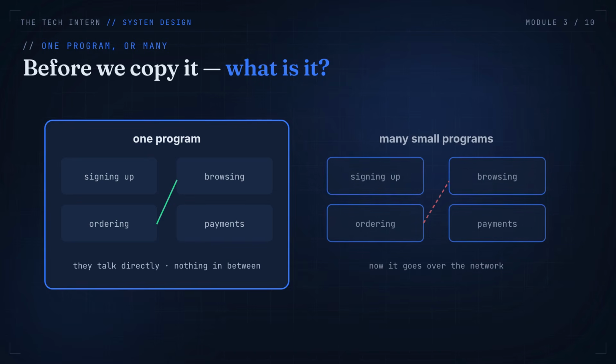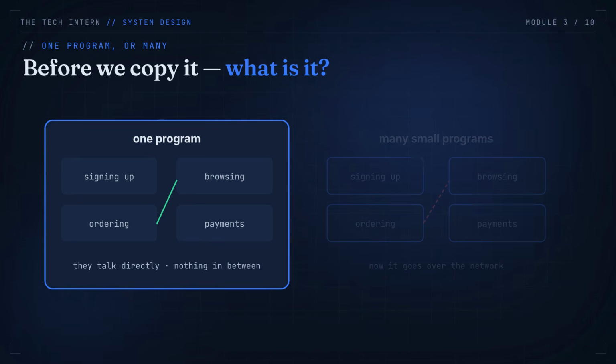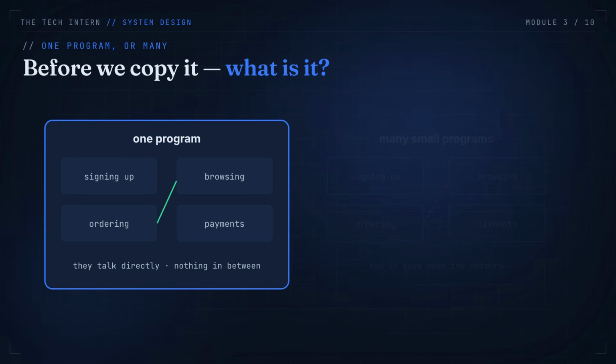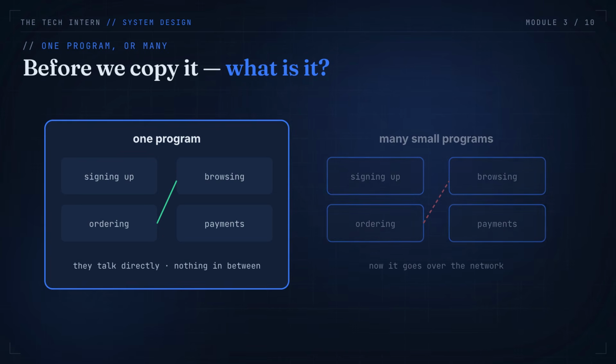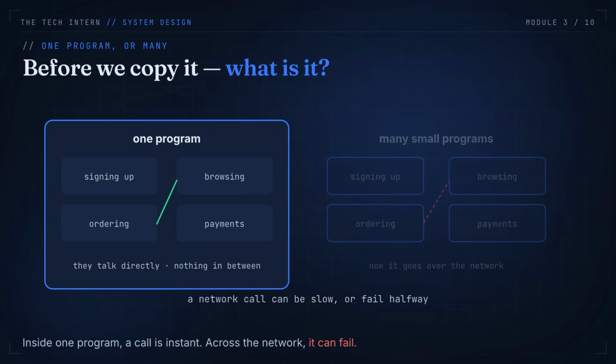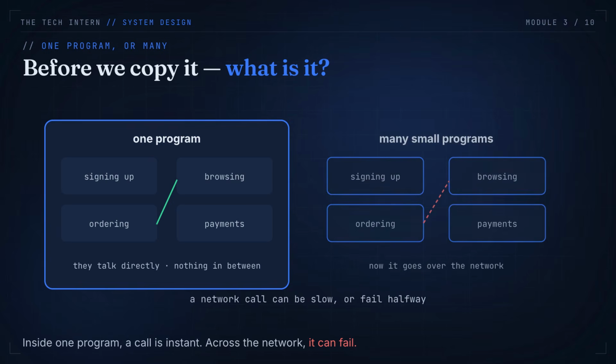The alternative is to split that one program into several separate programs. A service for browsing, one for orders, one for payments, each with its own code base, deployed on its own, running on its own machines. That's microservices. And because they are now separate programs on separate machines, they can't just call each other. They have to talk over the network. Hold on to that last sentence. It's the whole trade. The payoff is the next scene.